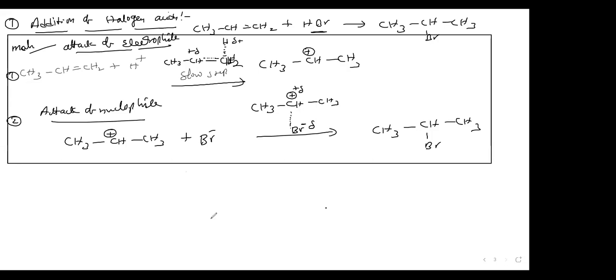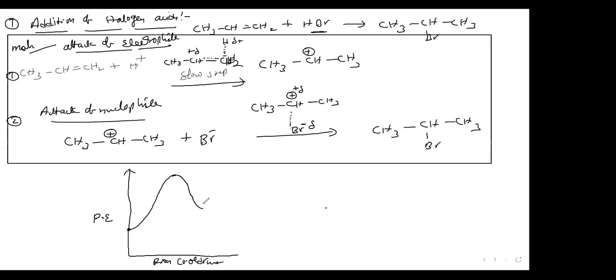From the graph point of view, in mains usually they won't be asking you. In advanced they may ask how we will make a graph for this question. Y-axis will be potential energy. X-axis will be reaction coordinate. How do we make this graph? First, the reactant, which is the alkene. This one goes to the maximum energy. We call it a transition state.